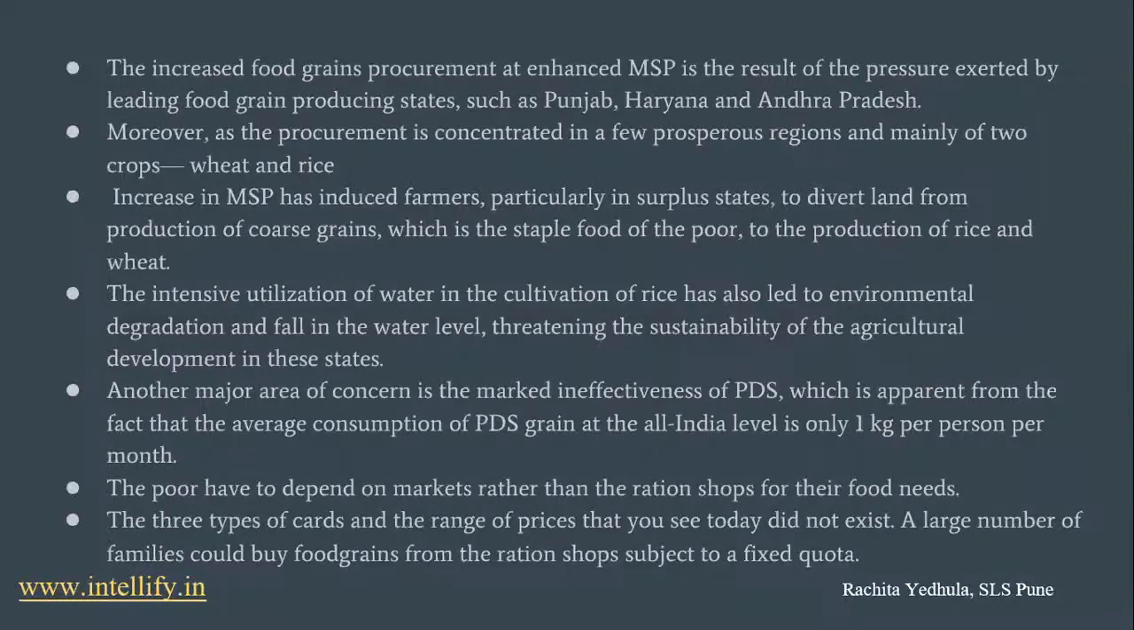production of those grains. The intensive utilization of water in cultivation of rice also led to environmental degradation and fall in water level, threatening the sustainability of agriculture development in these states. As you know, water is required in huge amounts while producing rice. Now, what happens if more rice is produced and the farmers stop producing other grains? This led to a problem of sustainability and agricultural development in these states.